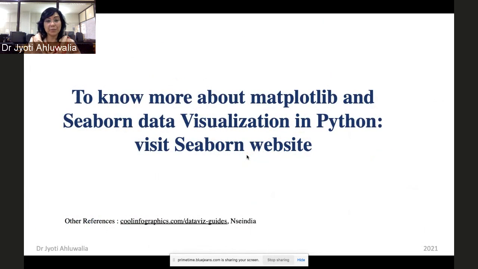So if you want to know more about data visualization using Python, then you should visit the Matplotlib and Seaborn websites, which will give you more information.